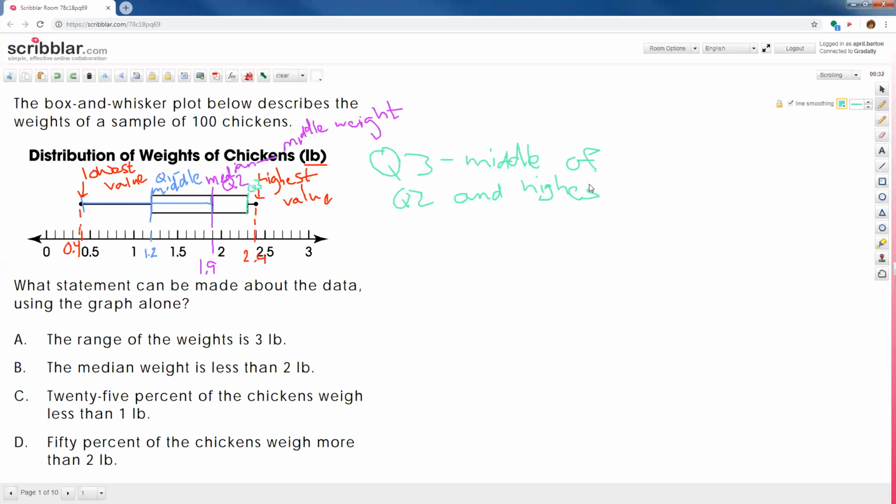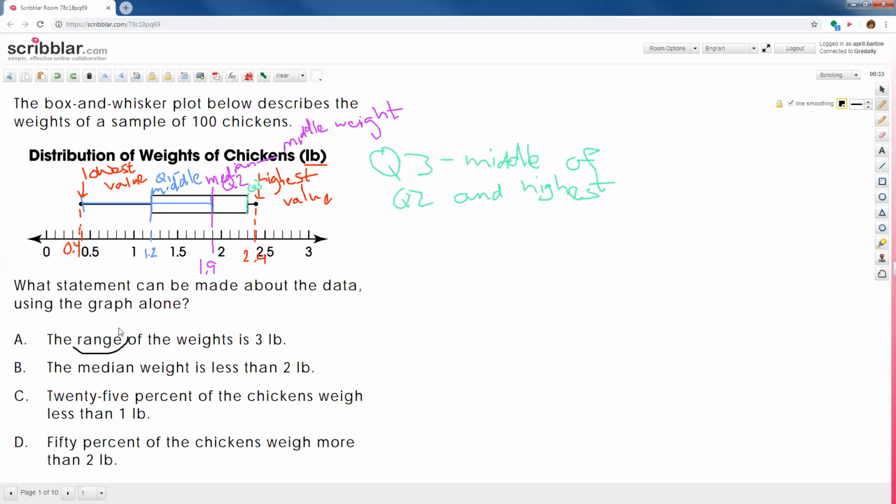So even just looking at the picture, there's a lot of information to get from it. It's kind of a big, intense graph of data because so much of it means so many different things. So our statement options, which statement can be made about the data using the graph alone? So then it gives us some other definitions of words we might not know off the top of our head.